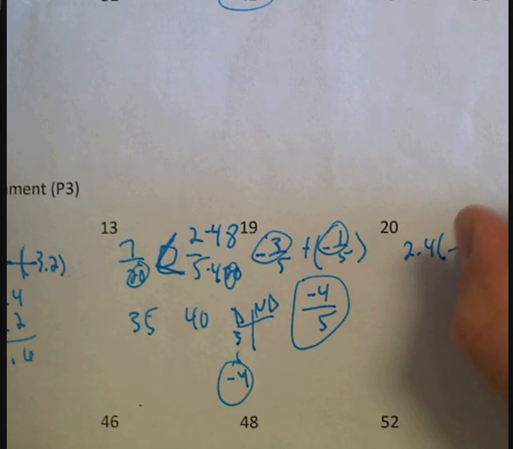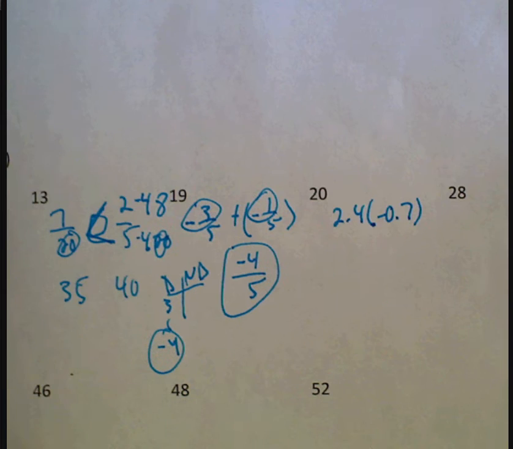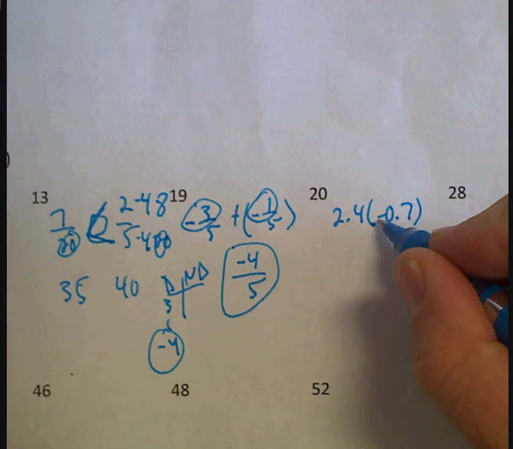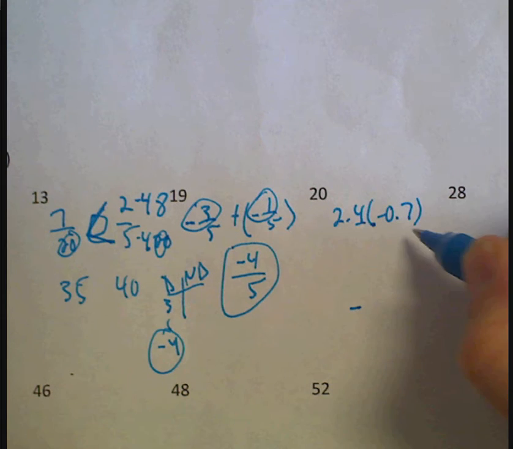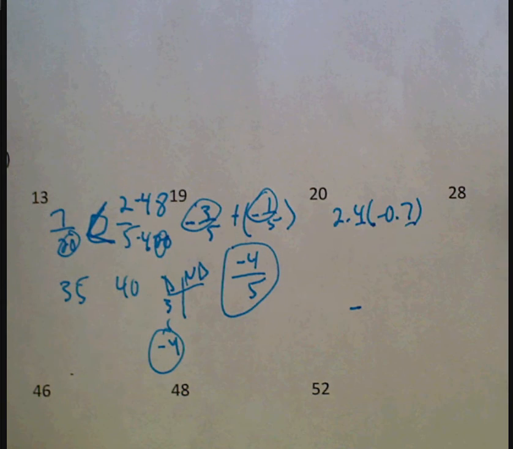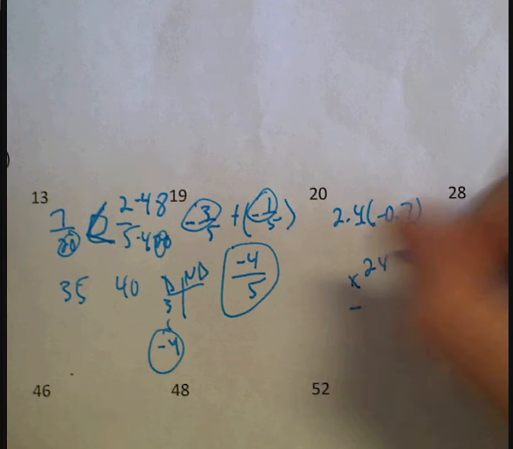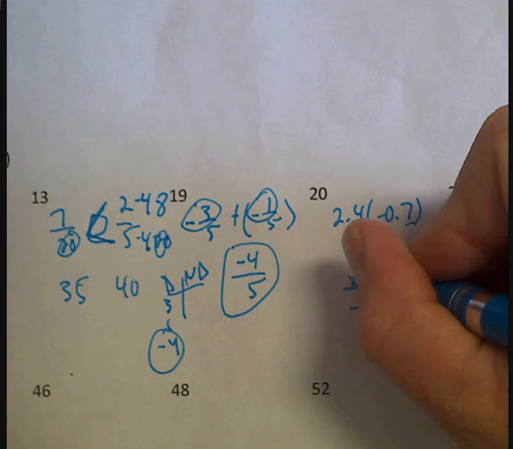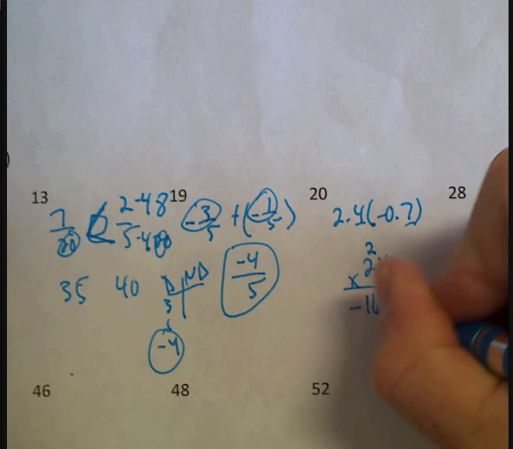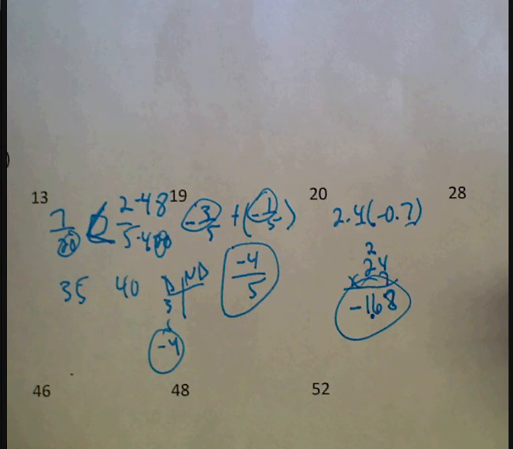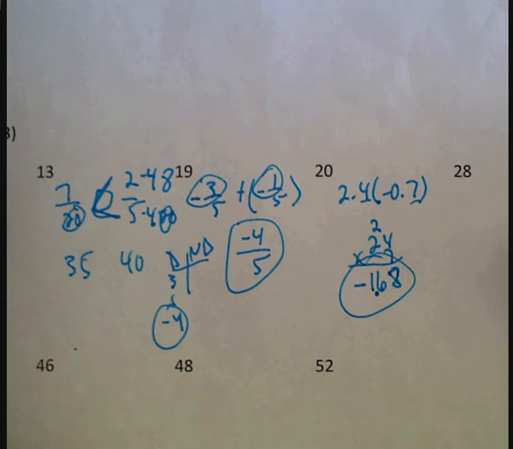2.4 times negative 0.7, so I need to multiply this. I only have one negative sign, so I know my answer is going to be negative, and I'm going to move the decimal twice. So I'm going to take 24 times 7. That gives me 28, 14, 15, 16. I move the decimal twice, 1.68.